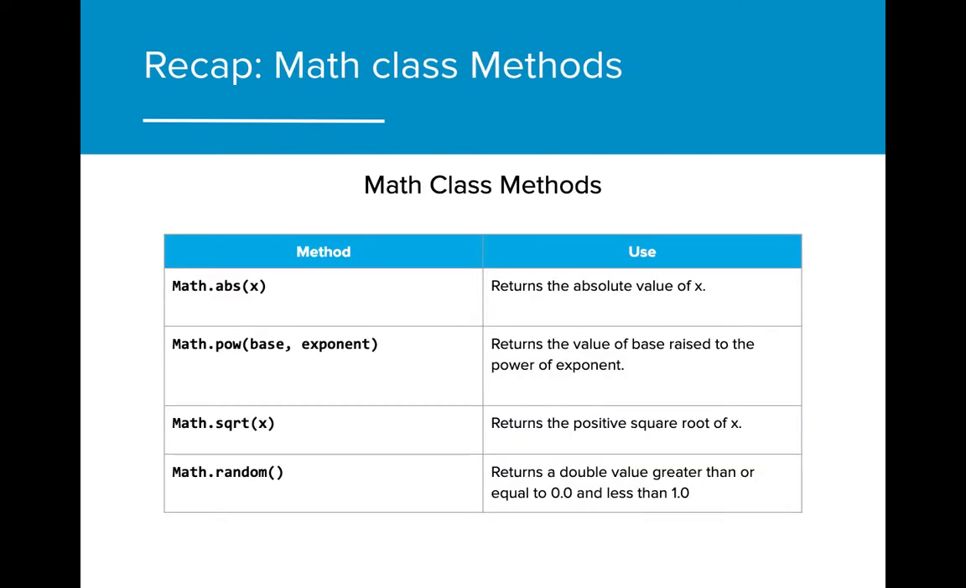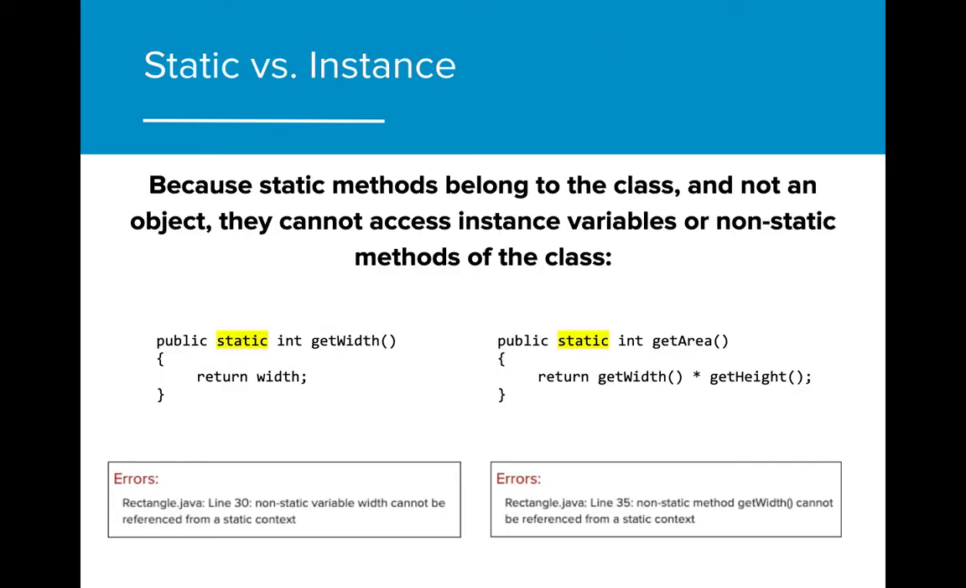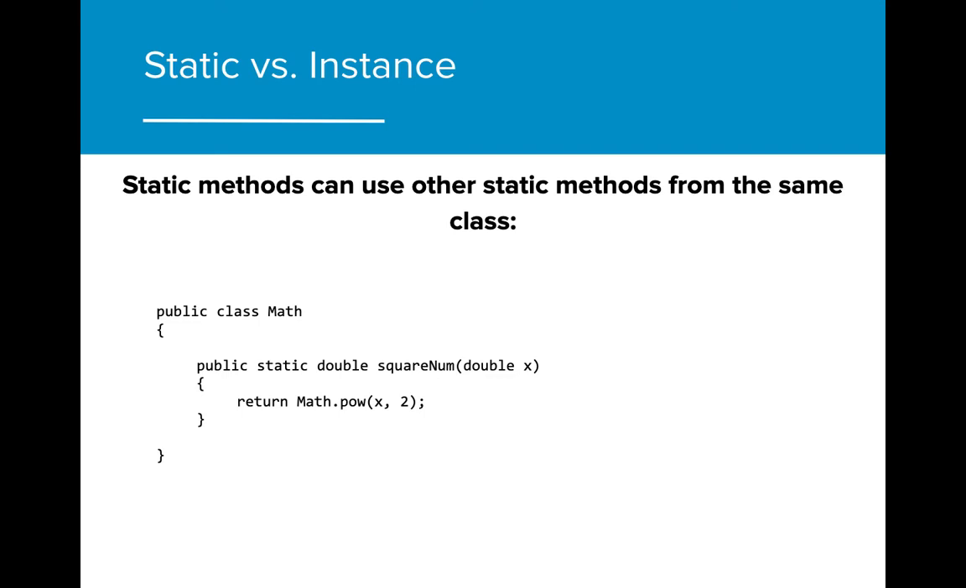We learned in more detail about the Math class, which is a class that contains only static methods that can be used to help with mathematical equations. Because static methods belong to the class, it's important to note that they cannot access instance variables or non-static methods. When we attempt to include the instance variable width from the Rectangle class, or the method getWidth, the program throws an error, indicating that these cannot be referenced from a static context. This is because static methods are not associated with an object, but with the class itself. Static methods can be used, however, with other static methods from the same class.